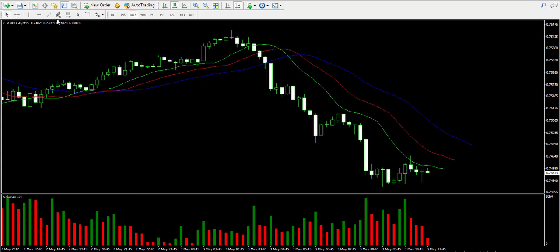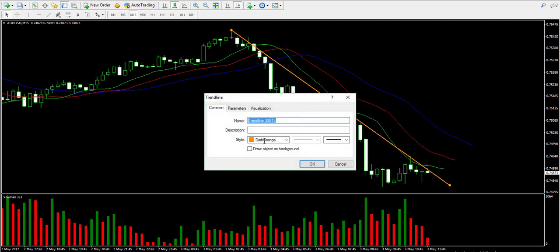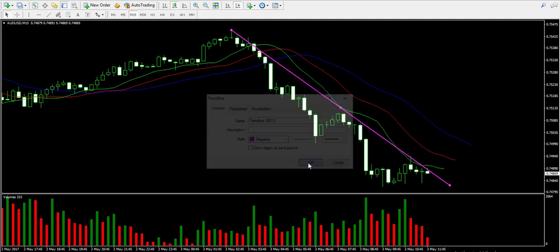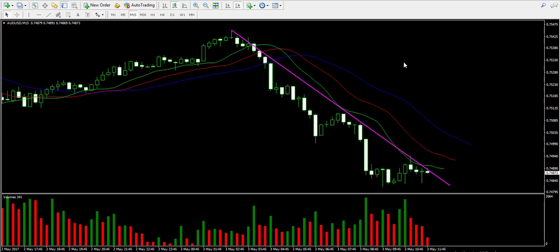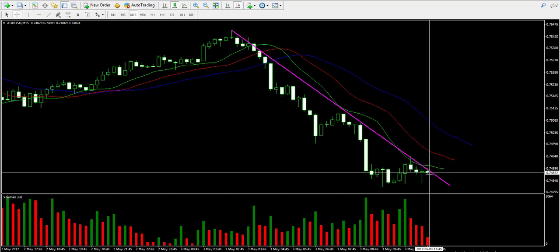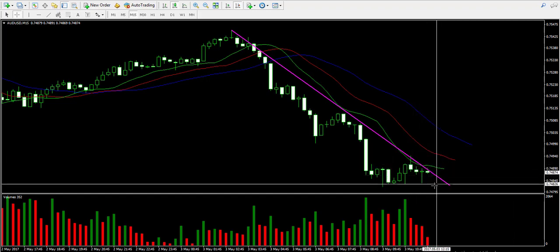And currently, I see that the price action of the pair is forming a bearish trend, like this. And I'm going to mark this trend with a trend line with some other brighter color, maybe this magenta, something like a pink, purplish. And as you see, the price is currently testing the trend line for the third time.